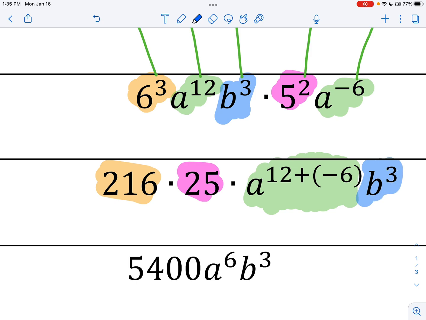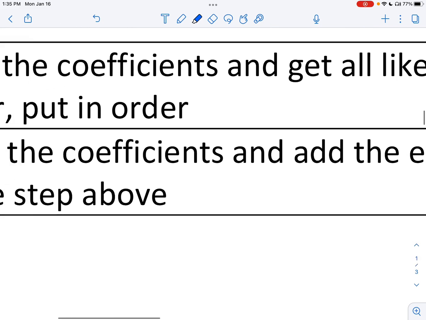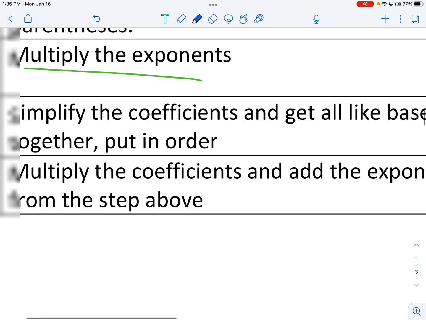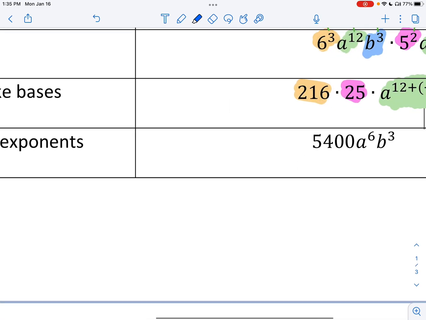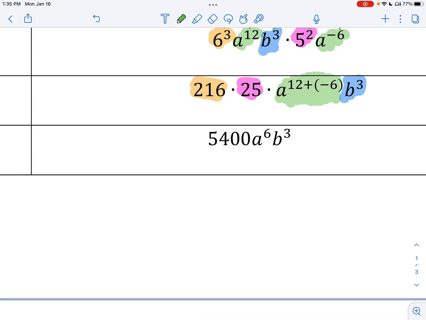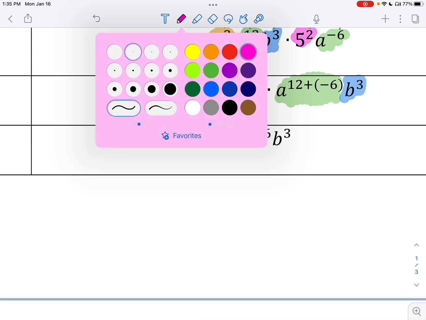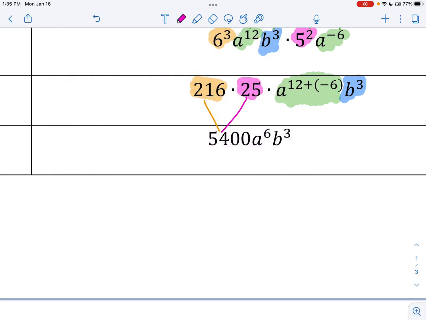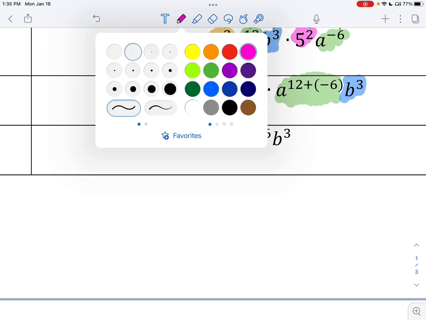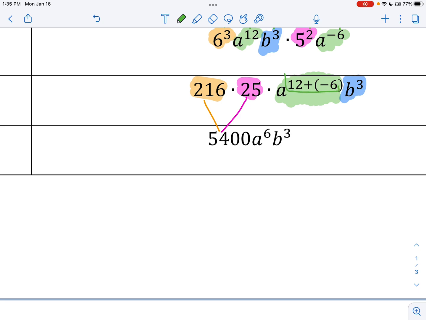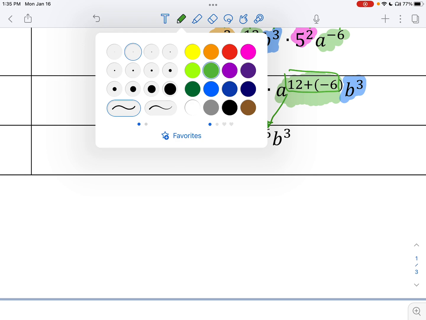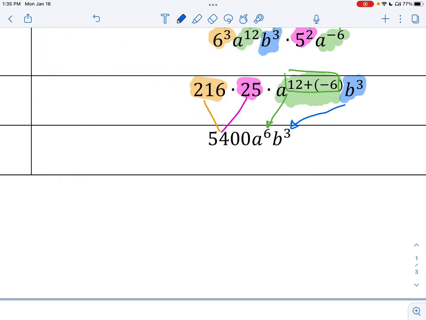The last step we're going to do, let's scroll on over. Multiply the coefficients and add the exponents from the step above. So multiply the coefficients. So that would be orange times pink makes 5,400. Add the exponents from the step above to make +6. And then that b to the third had nothing going on to it, so it just traveled down.